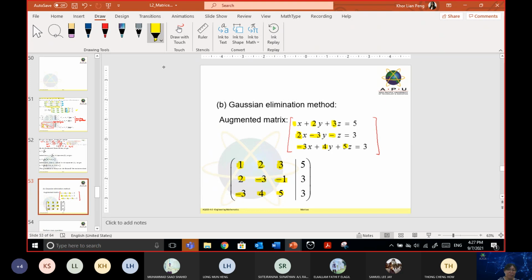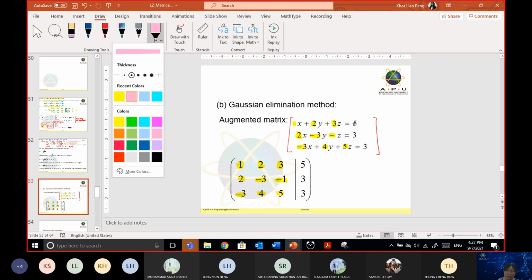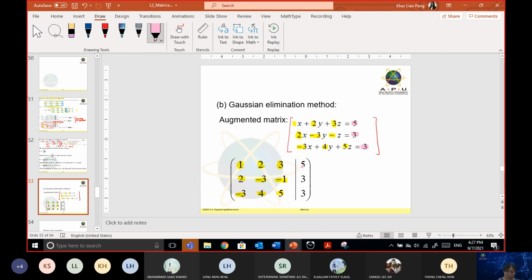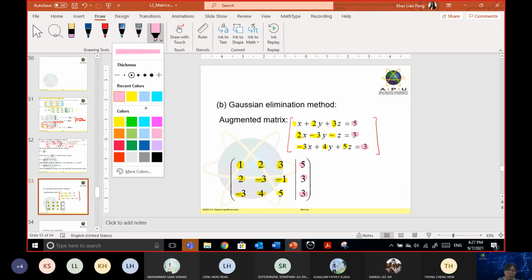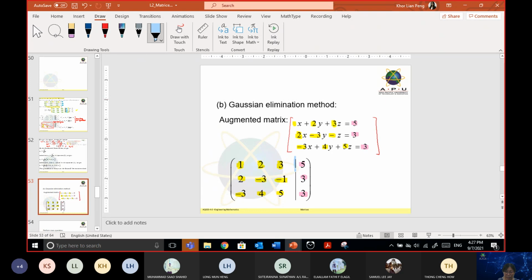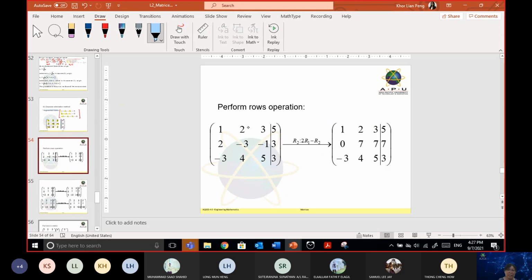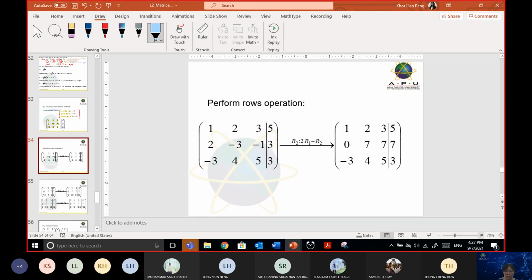Then the values at the right-hand side, you will put here. Make sure you have a straight line here. This is an augmented matrix. When you get the simultaneous equations, you put them in this matrix. So what is next? For the augmented matrix we got just now, we are going to perform the elementary row operation.